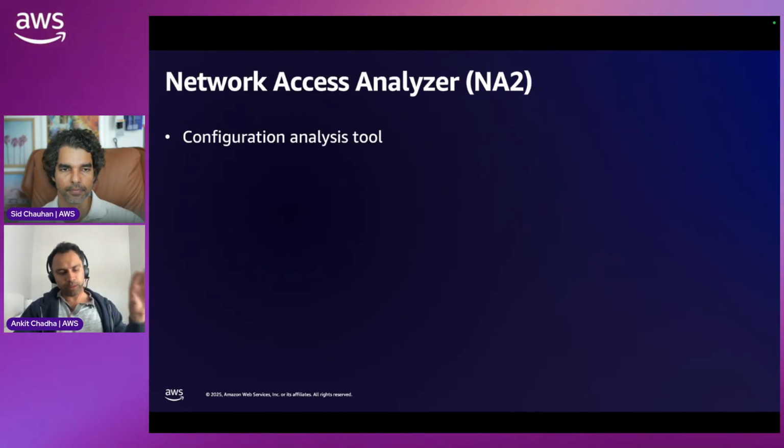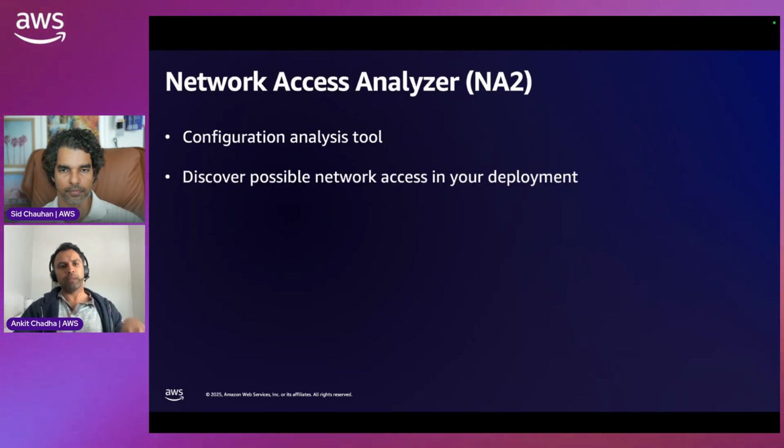Now, Reachability Analyzer was very laser focused. It would ask you for a source and a destination, and it would give you a network path analysis hop by hop. Whereas with Network Access Analyzer, you can discover all possible network accesses in your deployment, right? So in this case, there is still a concept of a source and destination, but you can say that, okay, the source is an internet gateway, any internet gateway, and the destination is a network interface, any network interface in any VPC. So you can discover all possible network accesses from an internet gateway to any VPC in your deployment.